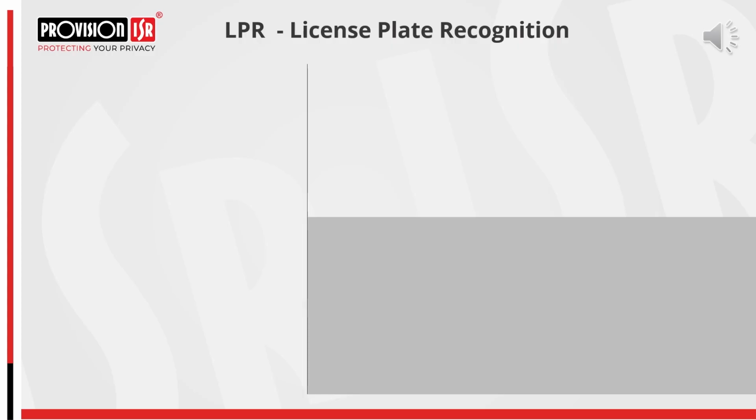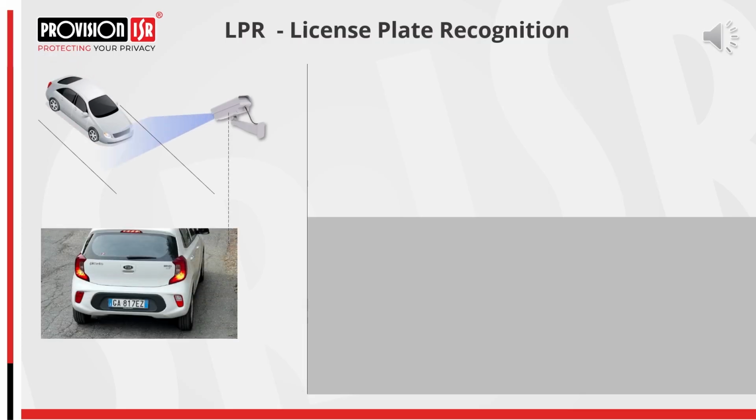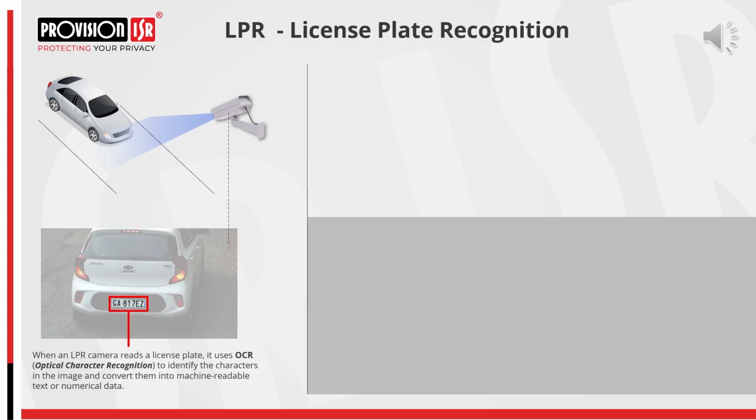A license plate recognition (LPR) camera analyzes the video stream to identify patterns of letters and numbers that correspond to a license plate. Once a plate is detected, the camera performs OCR, optical character recognition, to recognize the characters and convert them into readable textual and numerical data.